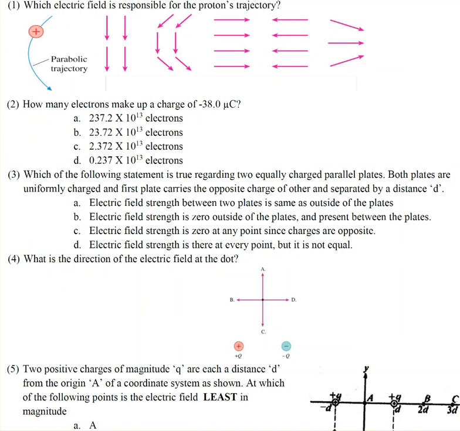Okay, next one. Which electric field is responsible for the proton's trajectory? So a proton is moving in this trajectory. So which of the electric fields is responsible for that? We know that the electric field always starts at positive and ends at negative. So assume that here is a positive charge, and here is a negative charge. Now this trajectory of the proton is going in this direction, like this. So which one of these is responsible?